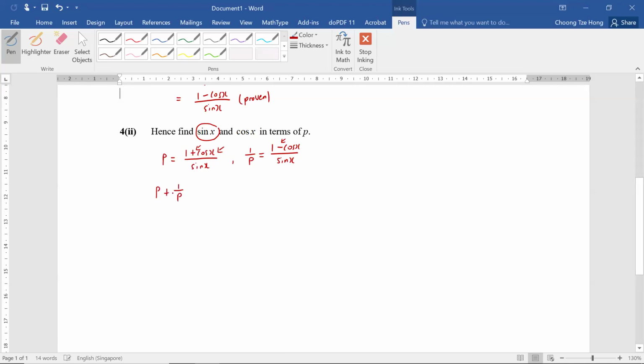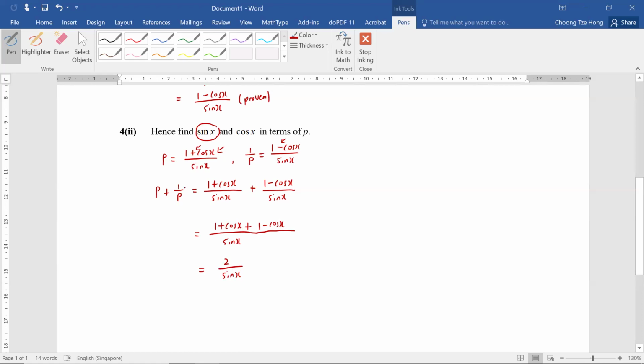So we can add p plus 1 over p. p is this, then 1 over p is this. We can now add them together since they have the same denominator. We'll get 1 plus cosine x plus 1 minus cosine x, and you can see cosine x will now be gone. So we will have 2 over sine x.